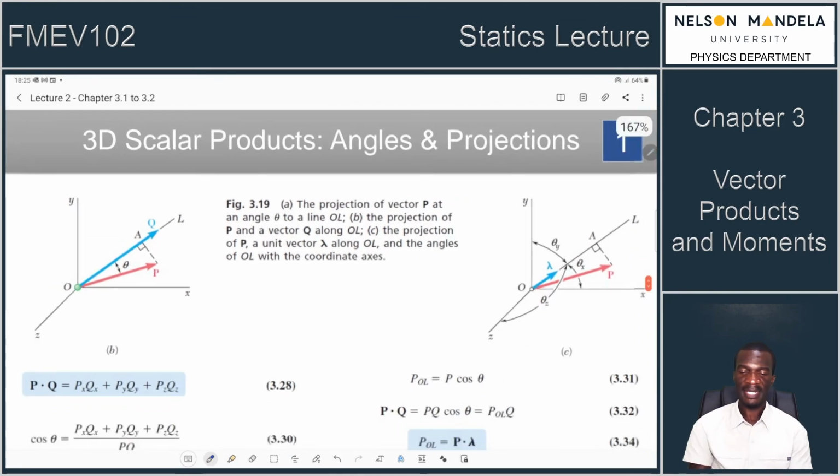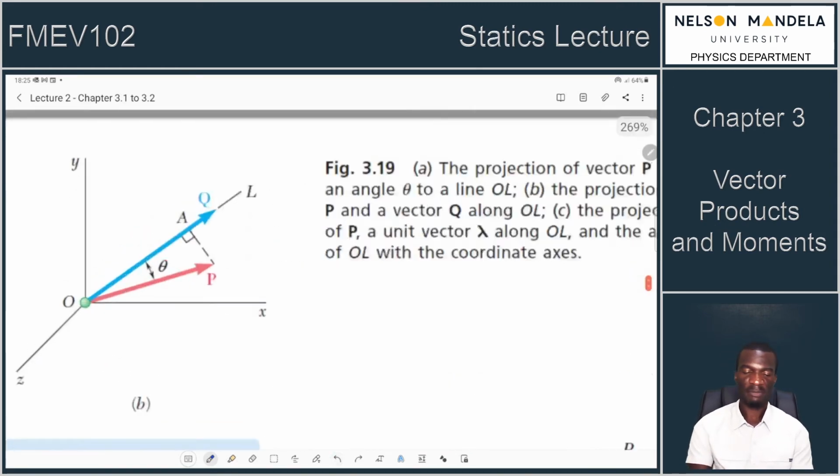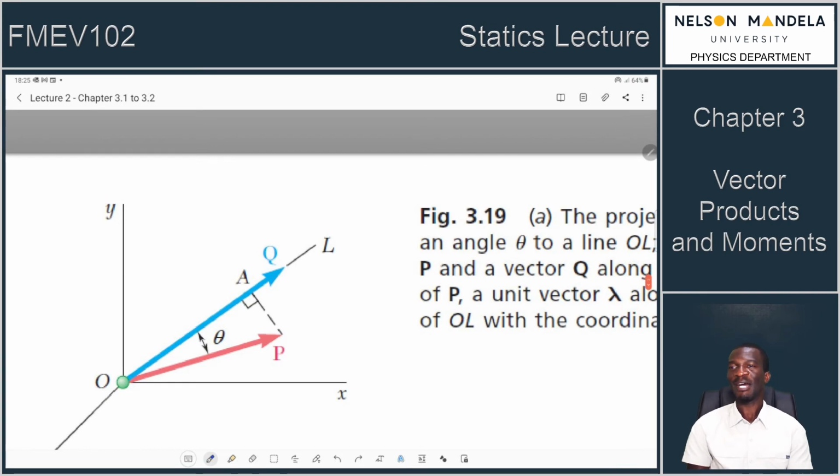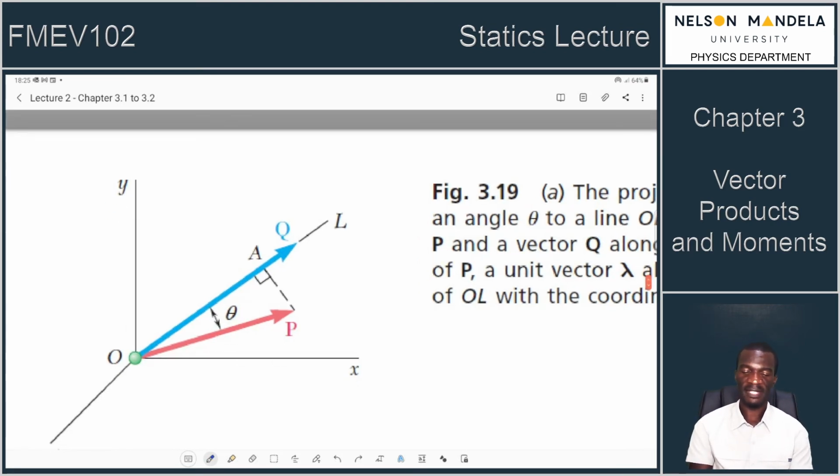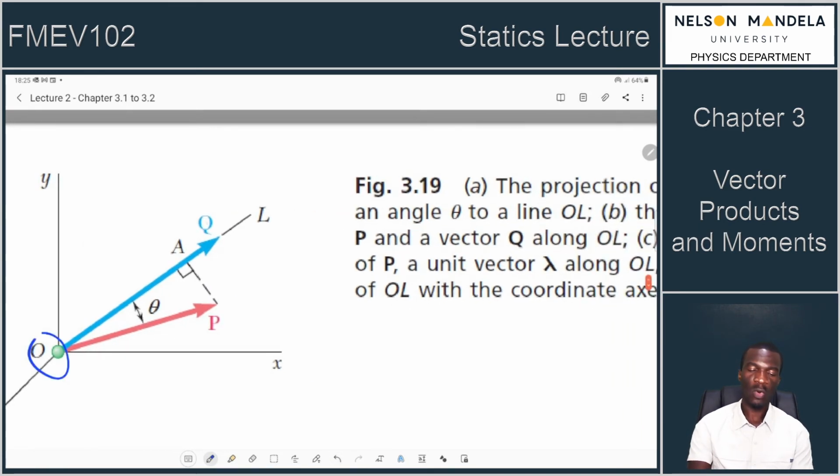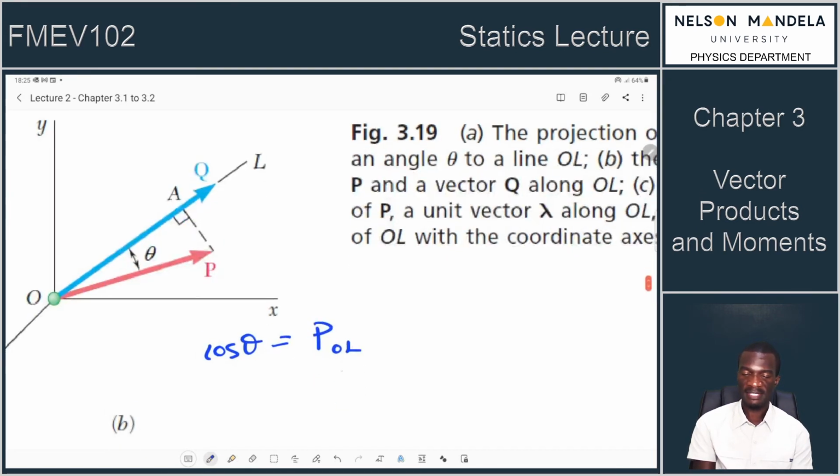So the 3D scalar products can be used to find projections. You have done this before, finding the projection of a vector onto some other axis. So here we have some vector P. I think you know this already. If there is some axis, in this case we are not using the X or the Y or the Z, we're just using some arbitrary axis OL. If we want to find the projection of the vector P onto the axis OL, all we need to do is to construct a right-angled triangle, where cos theta is simply given by the projection of P on OL divided by the hypotenuse, which is the vector P.